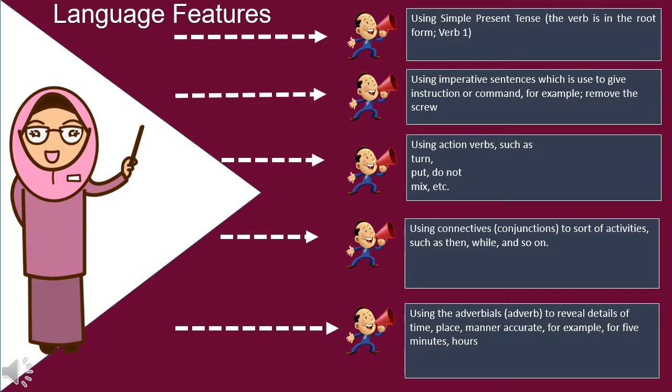Then, what about the language features? Present tense has many language features, namely 1. Using simple present tense, or the verb is in the root form, or verb 1, such as go, make, steer, put, and etc. 2. Using imperative sentences, which are used to give instruction. For example, remove the screw.